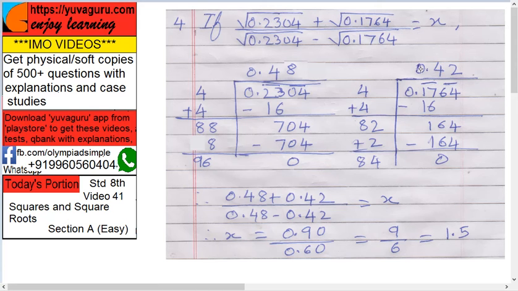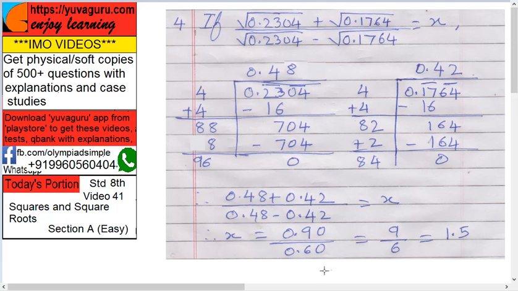So 0.48 over here. Next for this 0.1764, again 4 4s are 16, point over here, then 1 remains, 164, then 8. See here, 8 2s are 16. So try with 82. If it is not 82, then it can be 83 or 81 also, but just 1 or 2 numbers here or there. So 0.42 is a square root.